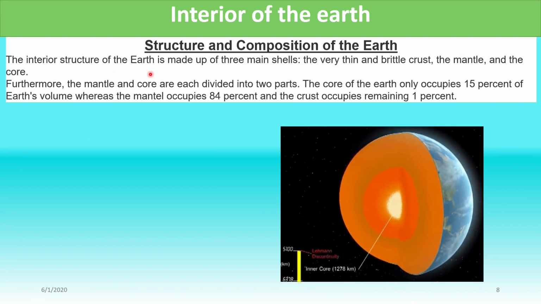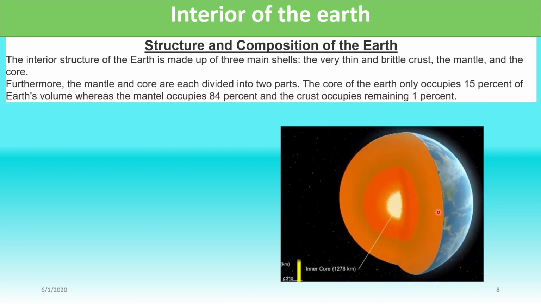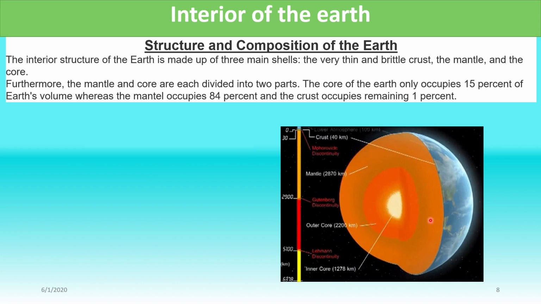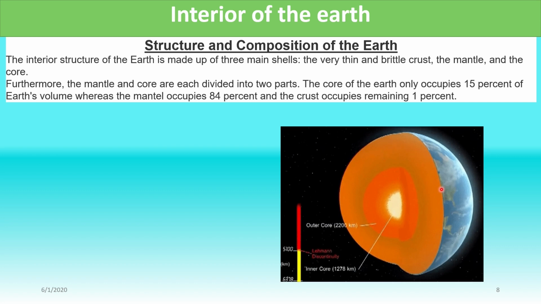The interior structure of the Earth is made up of three main shells: the very thin and brittle crust, the mantle, and the core. Inner core, outer core, mantle, and the crust. Mantle is divided into two parts, lower mantle and upper mantle. Crust is also divided into two, continental crust and oceanic crust. Core is divided into two, outer core and inner core.